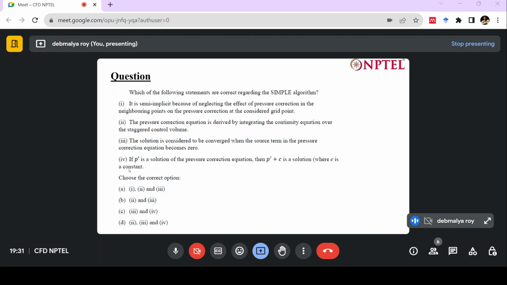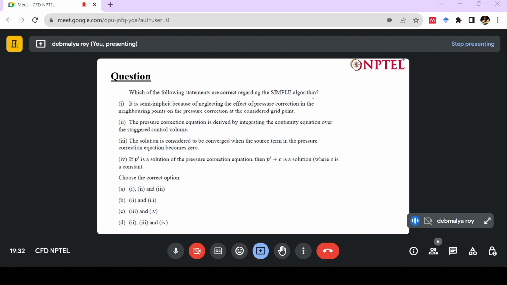It is a semi-implicit scheme. It is semi-implicit because of neglecting the effect of pressure correction in the neighboring points on the pressure correction at the considered grid points. So I think they are trying to refer to the velocity correction that we neglect.